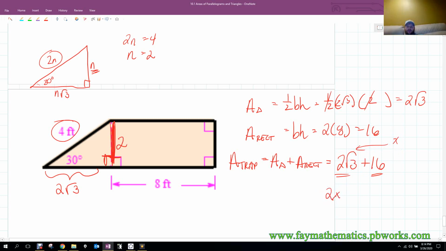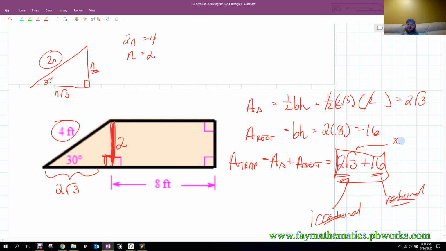If it was x, would you add 2x and 16? Would you make that 18 x's? No, you can't do that. They're not like terms. So for the same reason, 2 radical 3 and 16 are not like terms. This is an irrational number, and this is a rational number, and they are not from the same group of numbers, so we don't merge them to make another number. We just leave it as 2 radical 3 plus 16, and then we tag on our units, so feet squared.